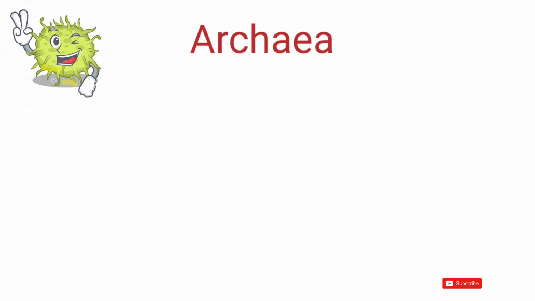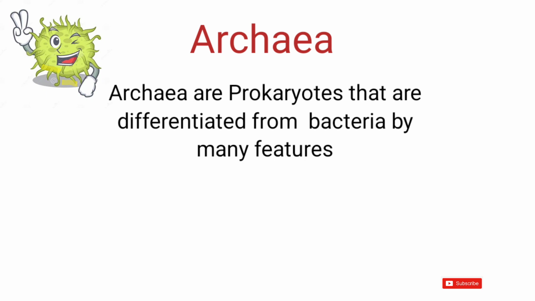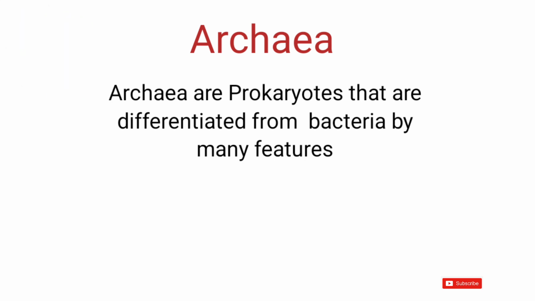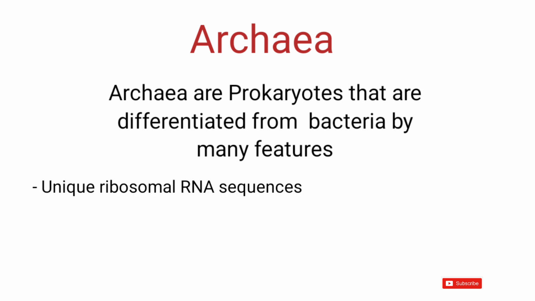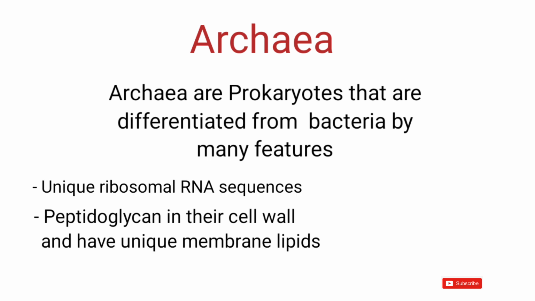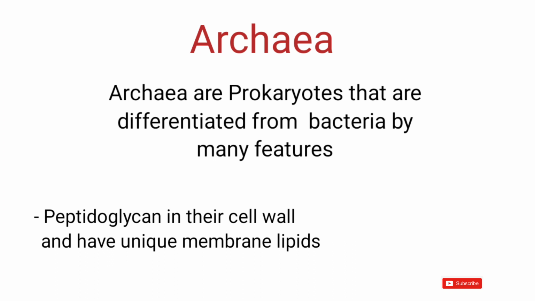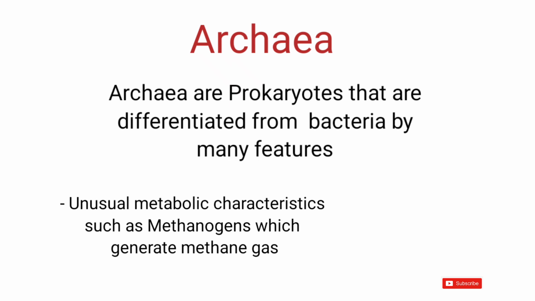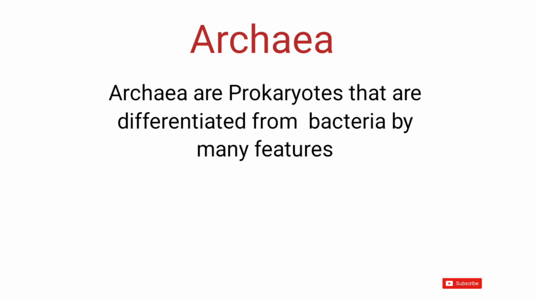The second domain is archaea. Archaea are prokaryotes that are differentiated from bacteria by many features, most notably their unique ribosomal RNA sequences. They also lack peptidoglycan in their cell walls and have unique membrane lipids. Some archaea have unusual metabolic characteristics, such as methanogens which generate methane gas. Also, many archaea are found in extreme environments, but pathogenic archaea have not yet been identified.